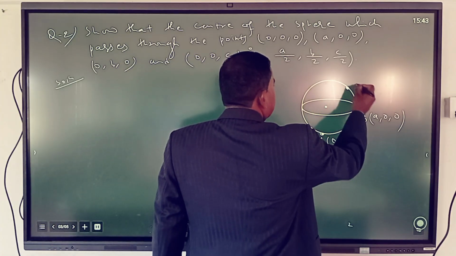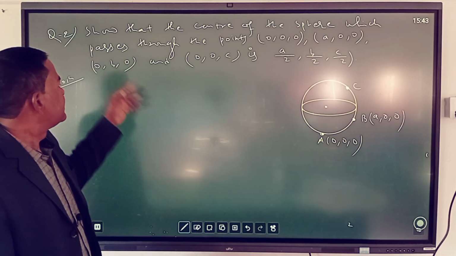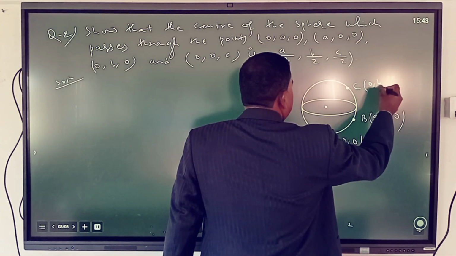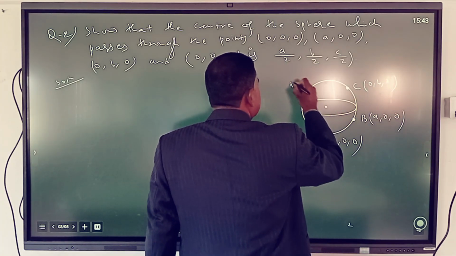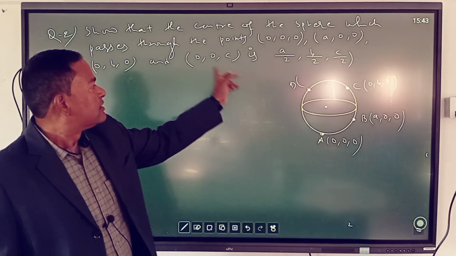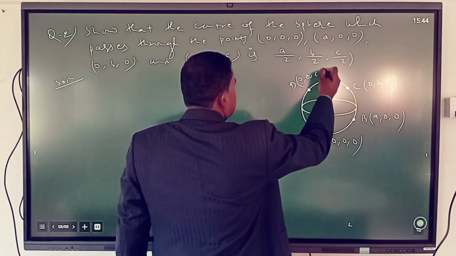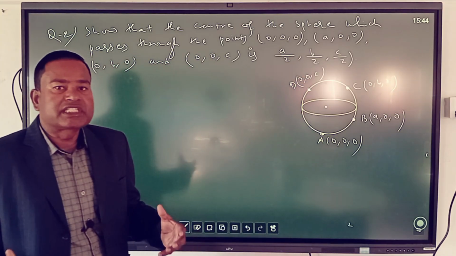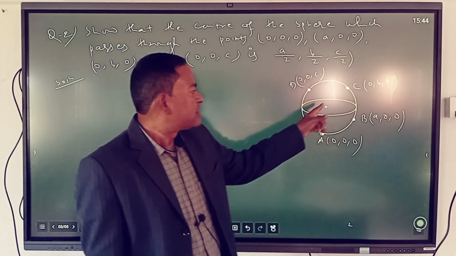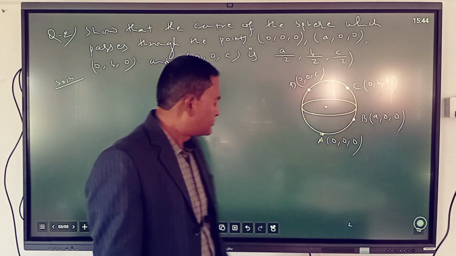The third point is C. The third point is (0, b, 0). And let us denote the fourth point by the capital letter D, (0, 0, c). So dear student, by using these 4 given points of the sphere, we have to show that the center of the sphere is a by 2, b by 2, and c by 2.